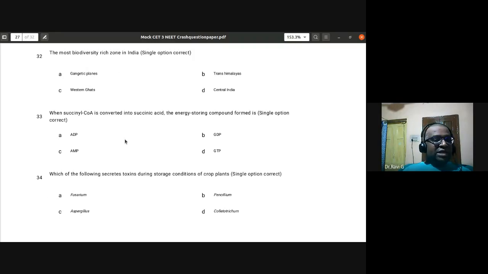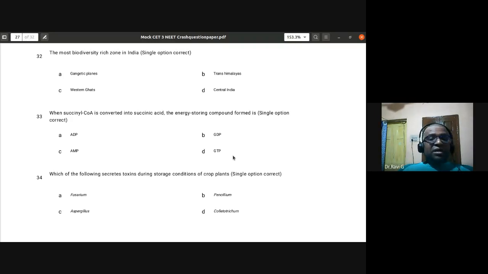When succinyl coenzyme A is converted into succinic acid, the energy storing compound formed is: ADP, GDP, AMP, or GTP? Which is that energy storing compound? So for 33rd, the answer is going to be D. GTP is going to be formed. So 1 GTP equals 1 ATP.